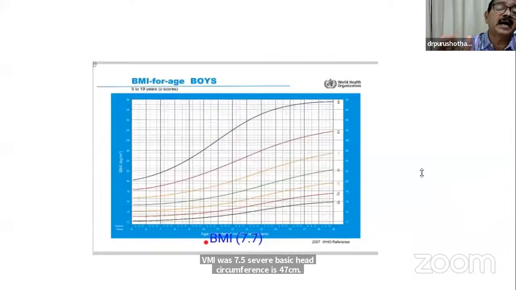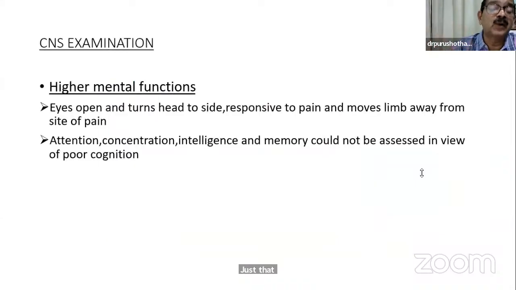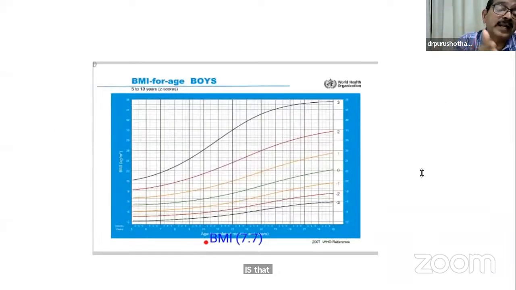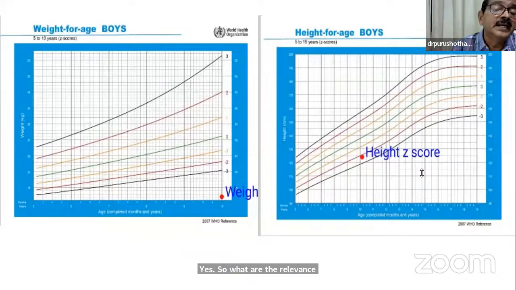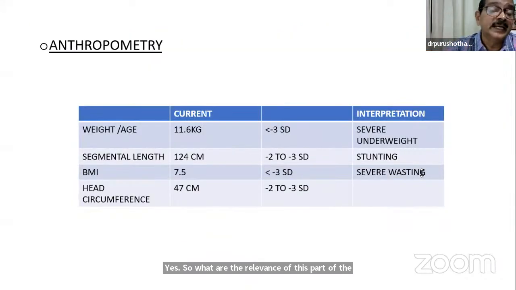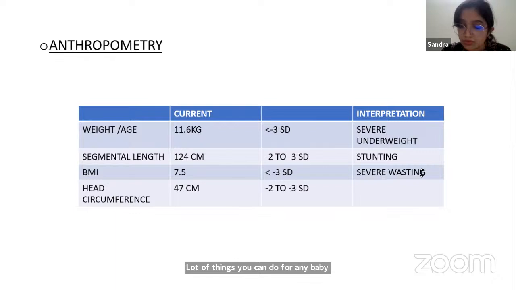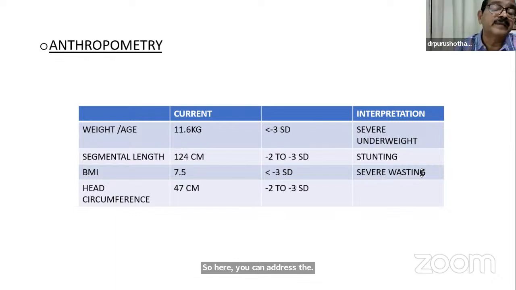So all these assessments are actually non-neurological sequelae of these problems. So what is the relevance of this part of the assessment? When you're planning, there are a lot of things you can do for any baby. Here you can address the nutritional part, micronutrient deficiency, supplementation of the other deficiency problems, calorie, protein, everything can be done for any child. So you can treat the complications like pneumonia, and you can treat the nutritional part. So however many of these problems are there in any child, you can do something.